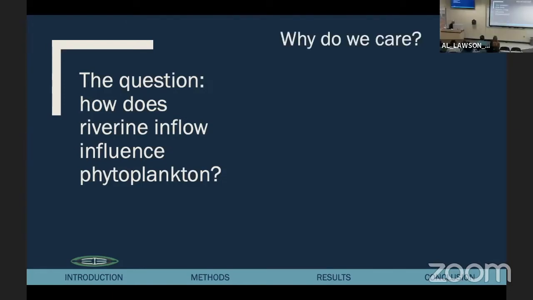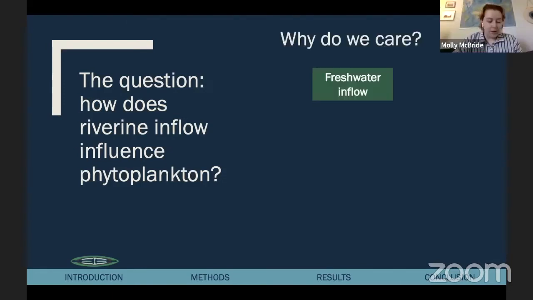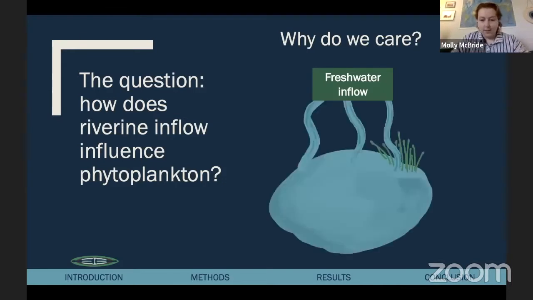And why do we care about this question? So freshwater inflow is incredibly important for estuaries. For instance, it affects salinity, the amount of salt in the water, and freshwater meeting salt water from the ocean is the definition of an estuary. It can also affect temperature, so freshwater inflow increases can help moderate temperatures. And it can also bring in sediment, which is important for the physical structure of our estuaries.